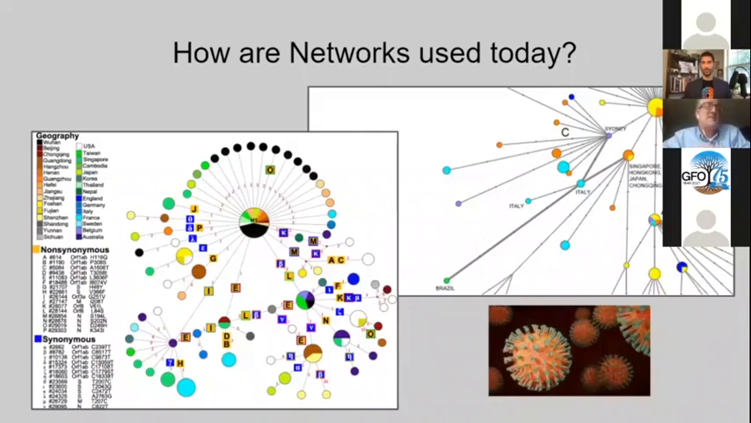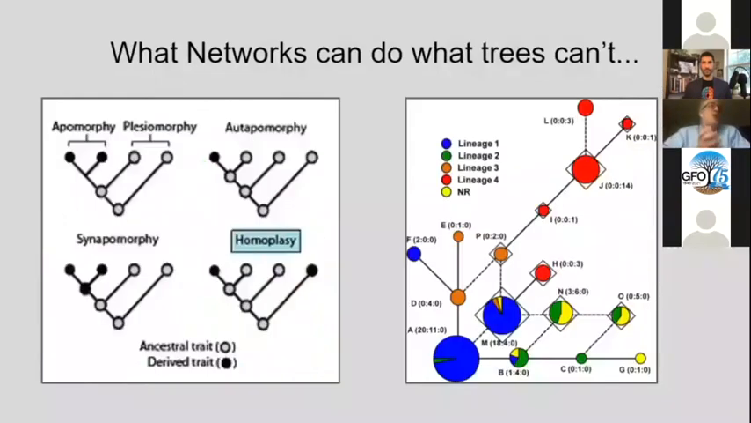I've seen this a lot, and I'm very excited to see the success of networks explaining the diversity and the spread of COVID. But what networks can do that trees can't do very well is this homoplasy situation. Again, we use each other's charts, it seems, Paul. I'm using the same one you use with the homoplasy there at the bottom right, explaining what it is.